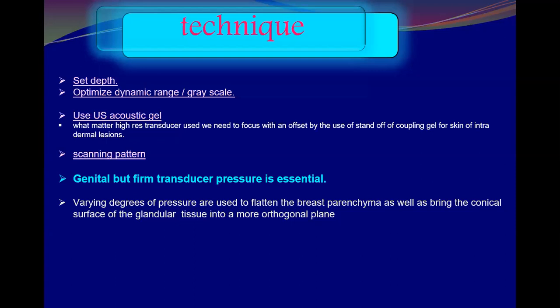So after we set up the ultrasound system and use the gel, we select our scanning pattern. We have to mention an important issue, which is that gentle but firm transducer pressure is essential for breast evaluation. We might use varying degrees of pressure to flatten the breast parenchyma and to bring the conical surface of the glandular tissue into more orthogonal planes. Okay, let us see.